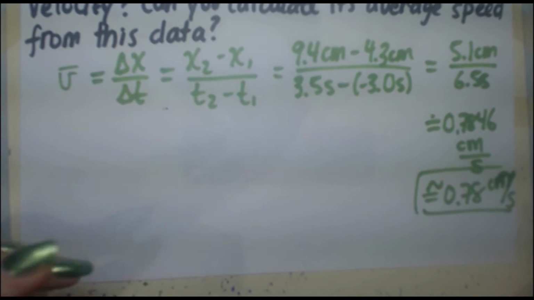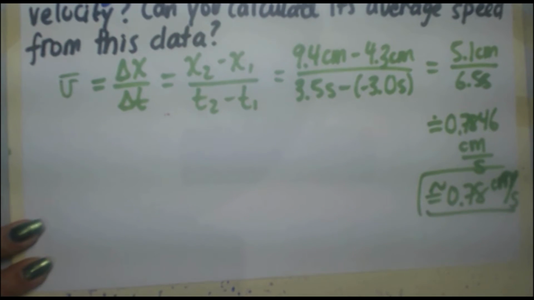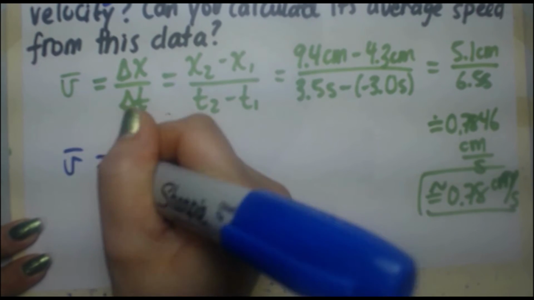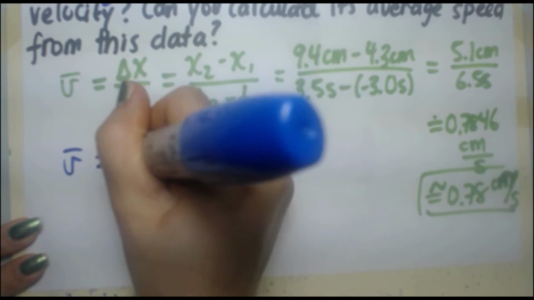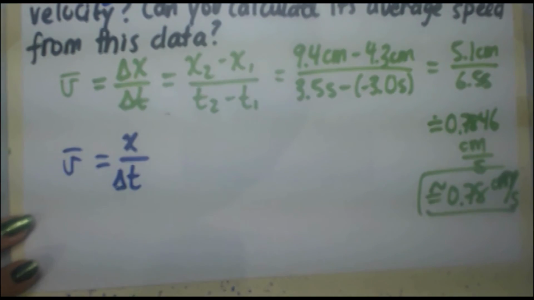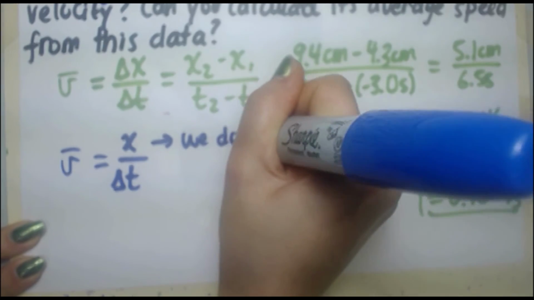Okay, so now to answer the second part, can you calculate average speed from this data? In order to answer that, you first have to understand that average speed, while the symbol is the same, is technically the total distance traveled over the time. We can't calculate the average speed because we don't know the total distance traveled.